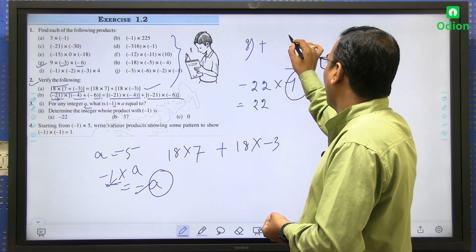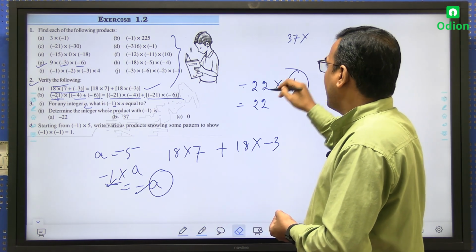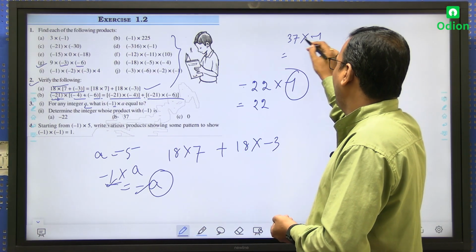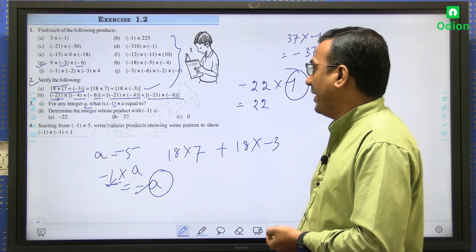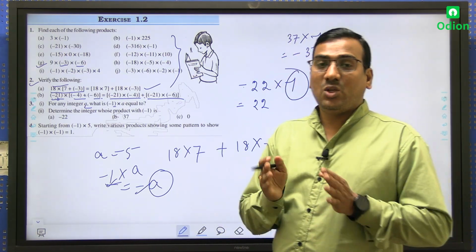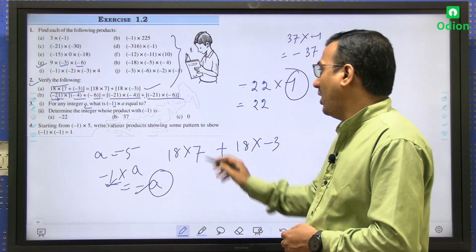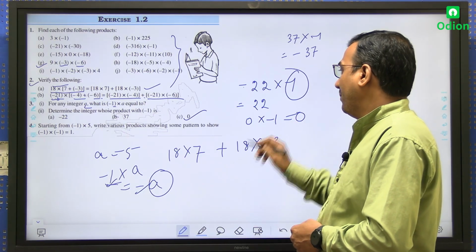37 into -1. Plus and minus will be minus. It will be -37. Multiplicative identity. 0: if I multiply 0 with any number, the answer comes 0. The answer comes 0. Okay, students.